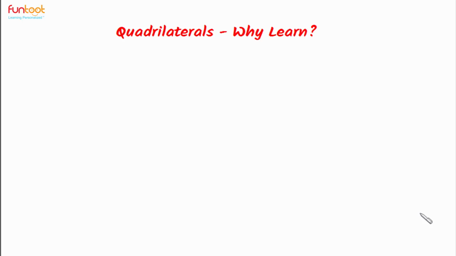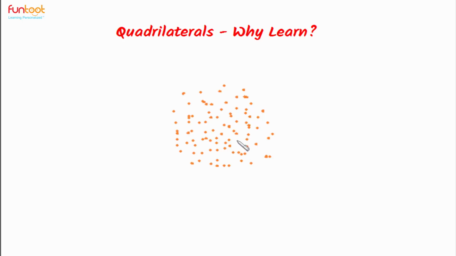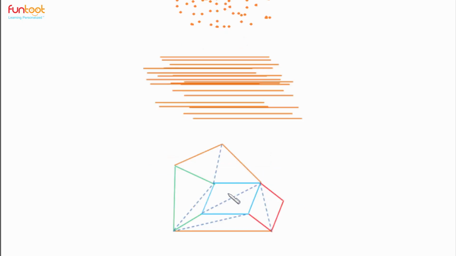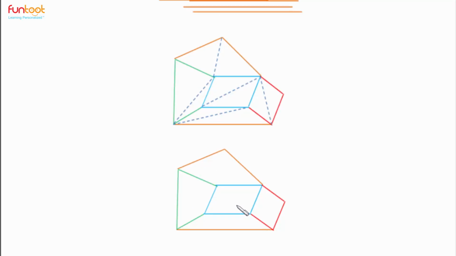In this video, let's see what are the benefits of learning about quadrilaterals. In geometry, we are aware of basic entities such as points, which do not have any dimensions. We are also aware of single-dimension entities such as lines. We know about two-dimensional shapes such as triangles. Here we want to learn about another entity, that is quadrilaterals.